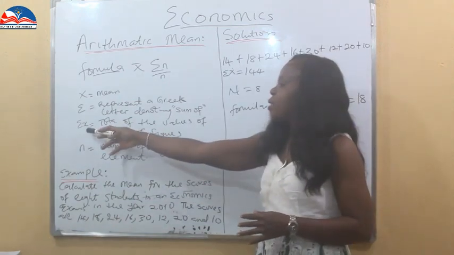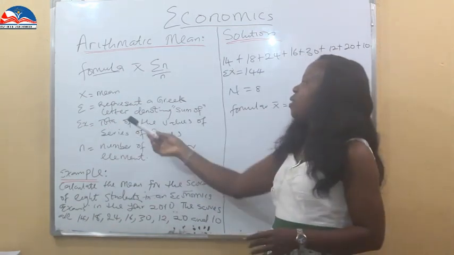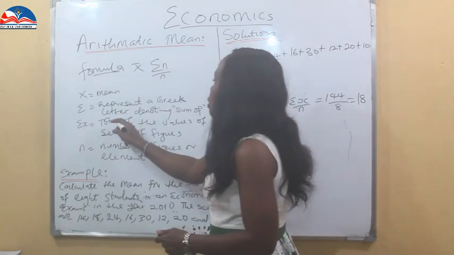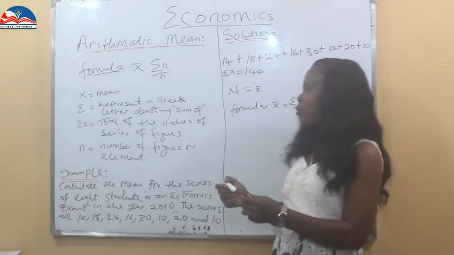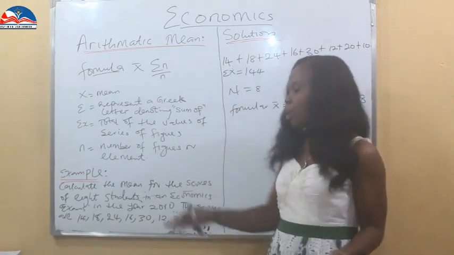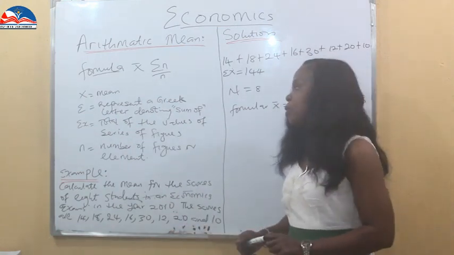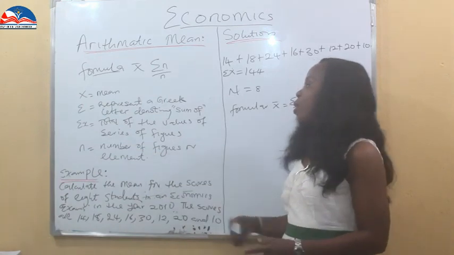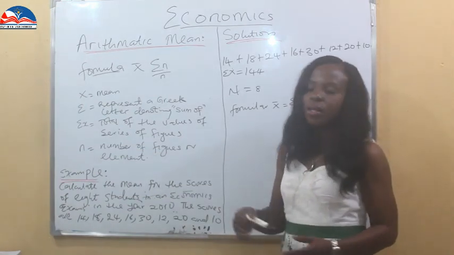Then the sigma x is the total of the values of the series of figures. That is the total of the values. I'm going to use this example to show you what it means. Then the n is the number of figures or elements in the distribution.